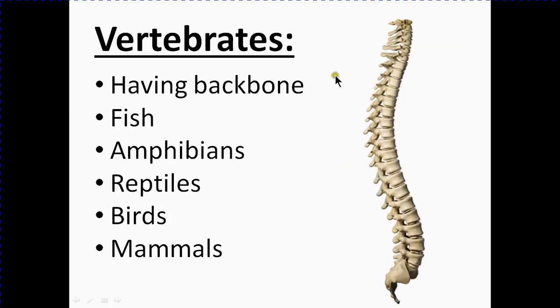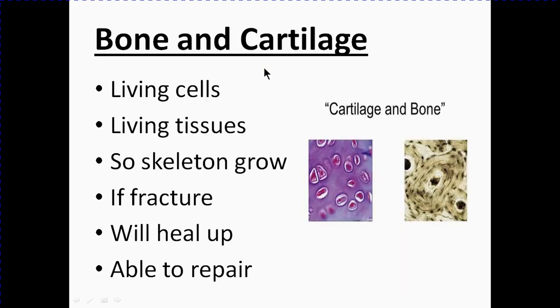Vertebrates are actually a group of animals having a backbone, like fish, amphibians, reptiles, birds and mammals, in which we are belonging to this group. So all these animals having a backbone are known as vertebrates.